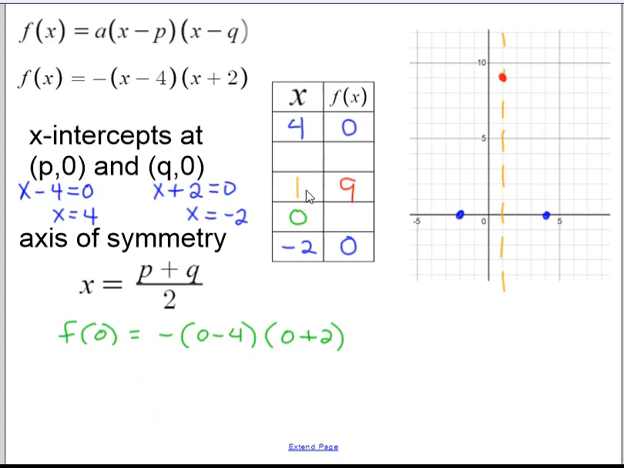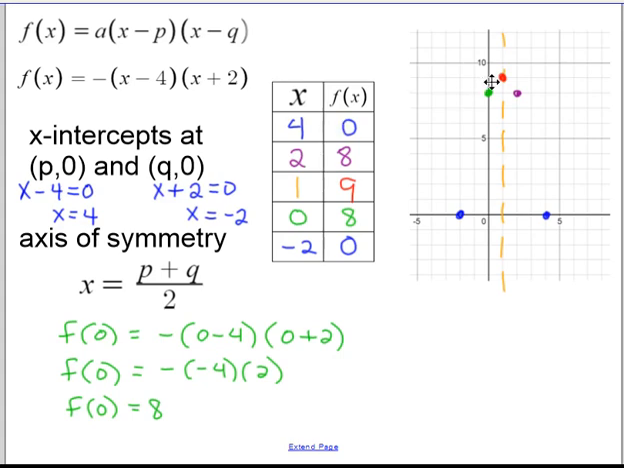Then I'm going to go between my vertex and one of my x-intercepts. I think 0 is a nice number. It's very easy to put a 0 in for each x. And when we simplify that using PEMDAS, we get that f of 0 is 8. So 0, 8 is a point that I can plot.